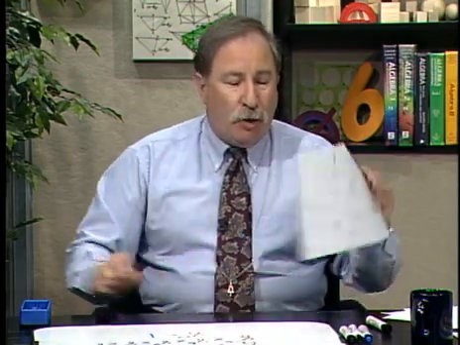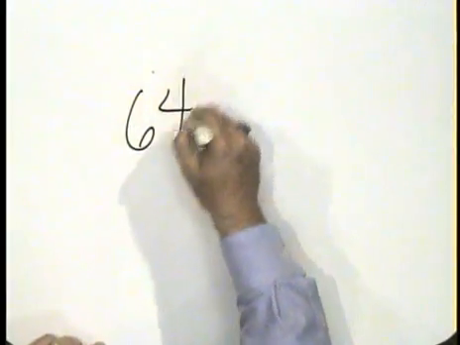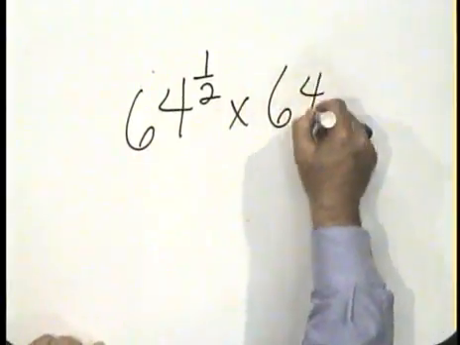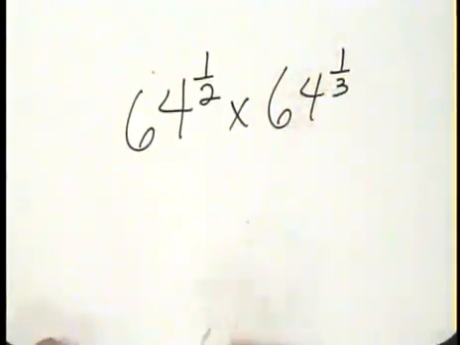We've got time for one or two problems. Let me clear the whiteboard here and look at a problem. Here's an interesting problem. 64 to the 1/2 times 64 to the 1/3. Work that problem. I'm going to show you how to work it in two different ways. Work that problem at least in one way, and come on back, turn the tape back on again when you have your answer.